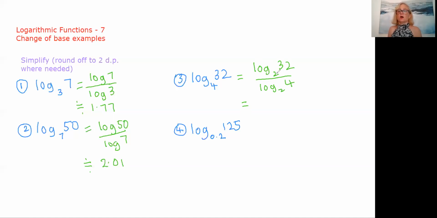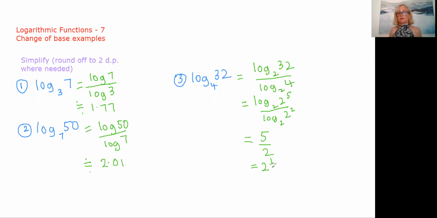All right, log of 32 to base 2, well, that's log of 2 to the 5th to base 2, over log of 2 squared to base 2. I'm going to actually just get rid of this one, so we've got a bit more room, which is, of course, what do you raise 2 to give you 2 to the 5th? It's 5. What do you raise 2 to give you 2 squared? It's 2. So you can leave it as 5 on 2 or 2.5 is fine. Let's do the last one.